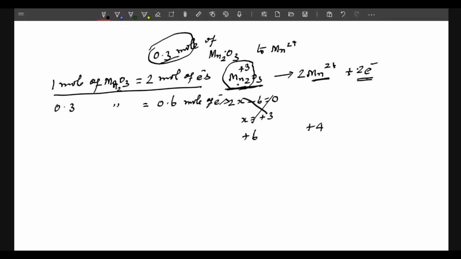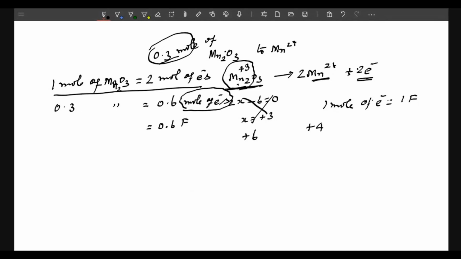And how many Faraday is required? They are asking. The Faraday is nothing but the charge carried by 1 mole of electron, that is Avogadro number of electrons, that is equal to 1 Faraday. Therefore, this mole of electron can be replaced by Faraday. Therefore, for the 0.3 mole of Mn2O3 undergoing electrolysis, 0.6 Faraday of electricity.